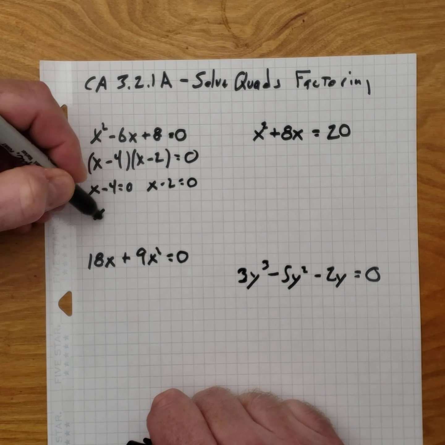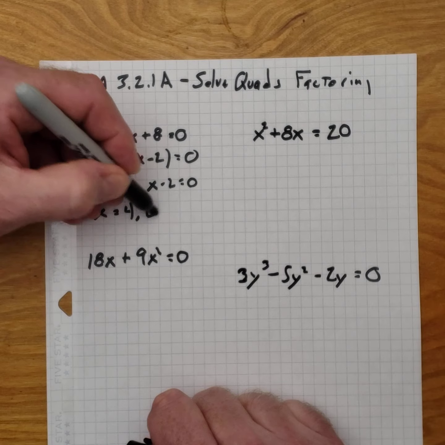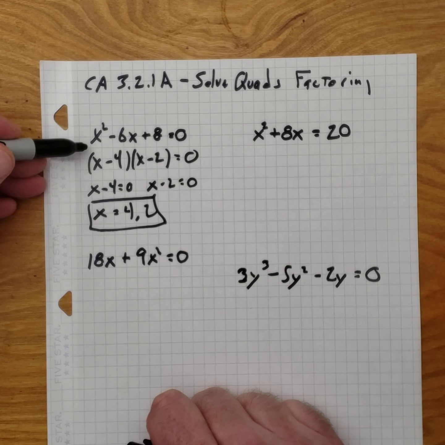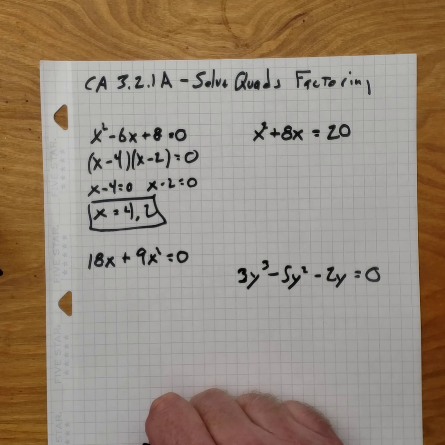Just add 4 to both sides and we get x is equal to 4 from this one or 2 from that one. And those are our 2 solutions. 4 and 2 are the only 2 numbers that will make this expression equal to 0.